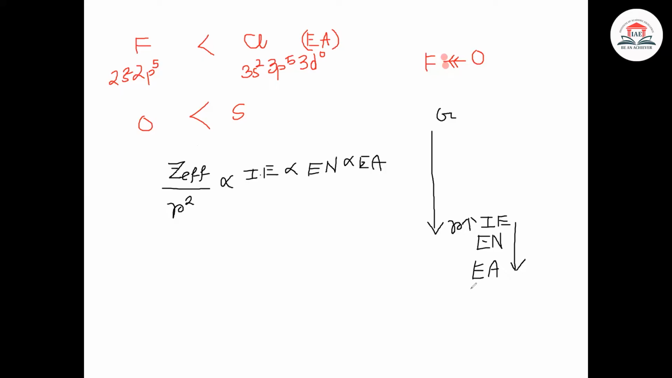And you can also write metallic character. Metallic character will increase because the lower the ionization energy, the higher the metallic character. Ionization energy varies as 1 by metallic character.